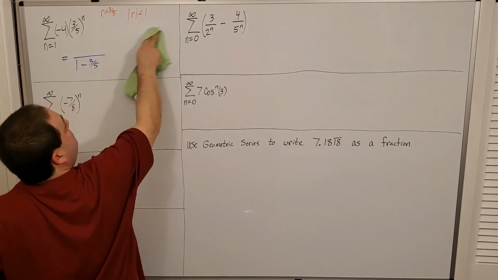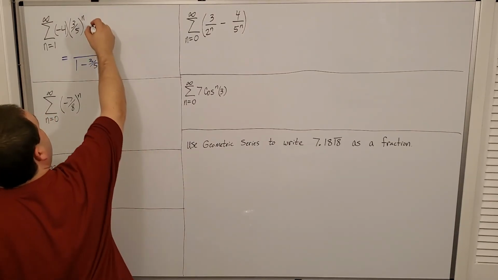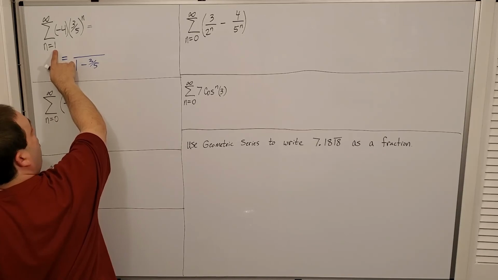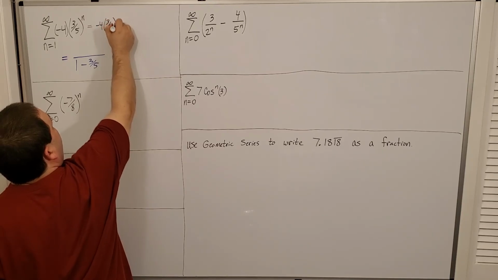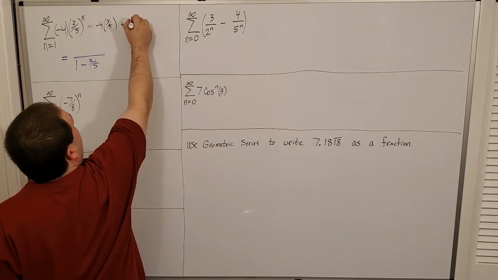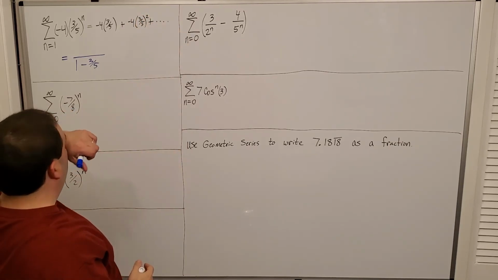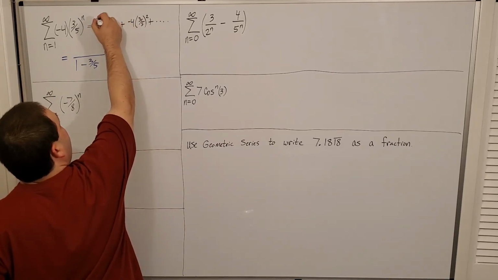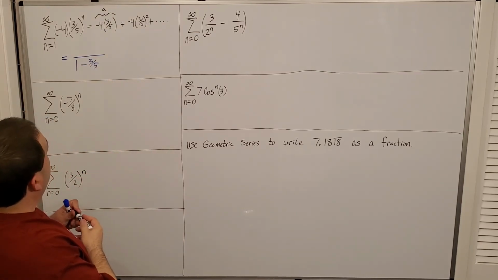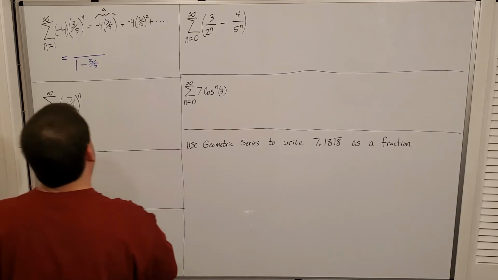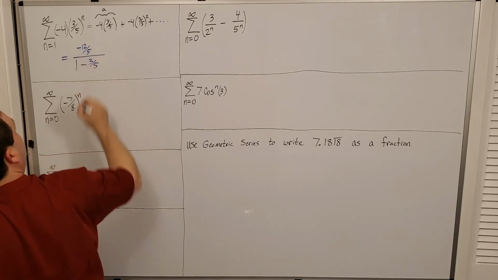I'm going to erase this to make some space for just a second. My series is going to be where n equals 1 is the first term. So the first term is going to be negative 4 times 3/5 to the 1 power plus negative 4 times 3/5 to the 2 power plus. Okay, so my a is going to be this first term right here. This is my a value. Negative 4 times 3/5 to the 1. So that's going to be negative 12/5.